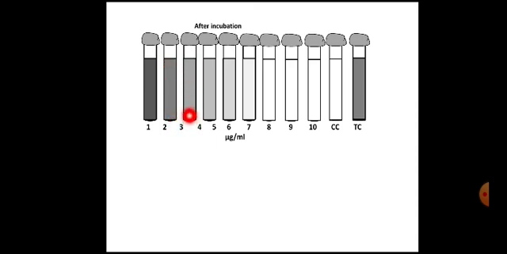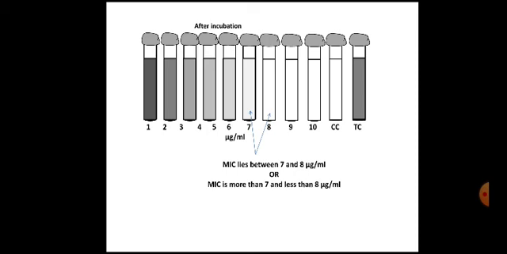This concentration is not sufficient. This concentration is not sufficient. This concentration is not sufficient to inhibit the growth, but the turbidity is decreasing. This concentration is not sufficient, but at this 8 micrograms per ml, you can see absence of growth. There is absence of growth. That means this is the concentration which is sufficient to inhibit the growth of test organism. So what is the result? Is it that the result is MIC is 8? No.